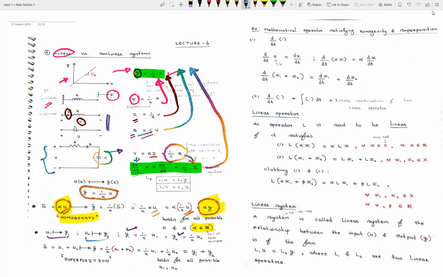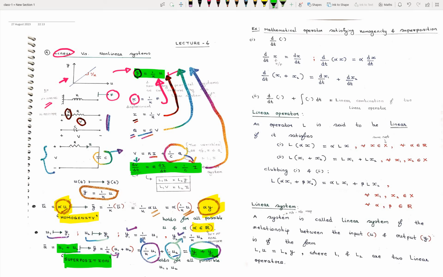Now you take the combined input, u1 plus u2. What is the output here? 1 by k times the new input, which is u1 plus u2. Take 1 by k in brackets: 1 by k u1 plus 1 by k u2. 1 by k u1 is y1, and 1 by k u2 is y2. So overall it will be y1 plus y2. What I want to say here is that if you give a sum of inputs, the output will be the sum of outputs. This is known as additivity, or superposition. So we have defined two things here: one is homogeneity and the other is superposition.